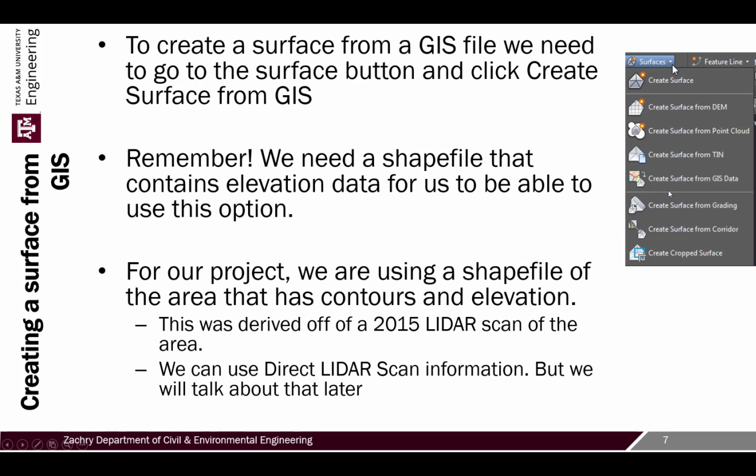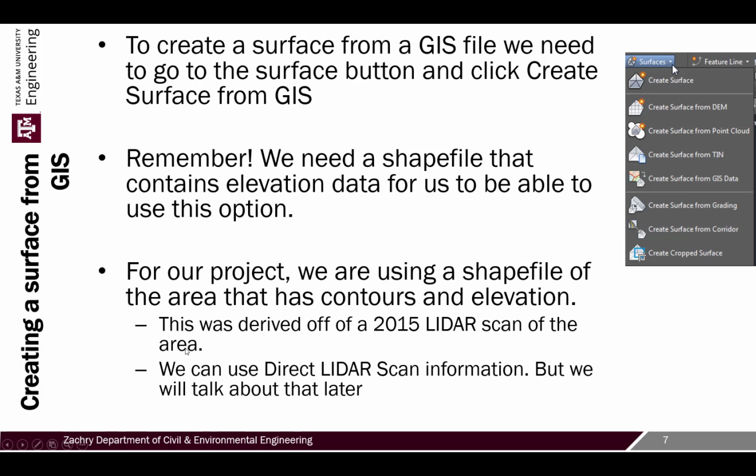You go to the Home ribbon, open up Surfaces, and about halfway down is Create Surface from GIS. You need to have your shapefile extracted, the one that has the elevation in it. If you don't, escape out, get that done, and then go ahead into this command.